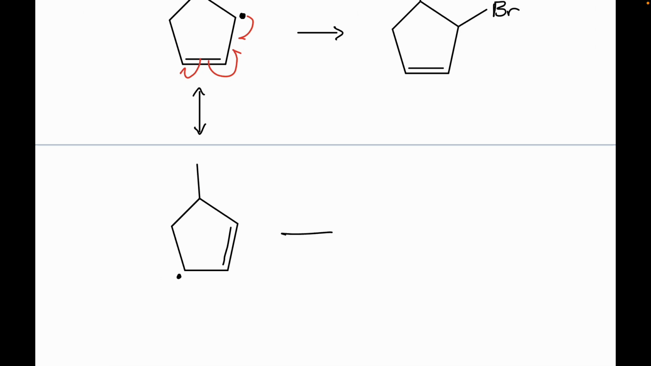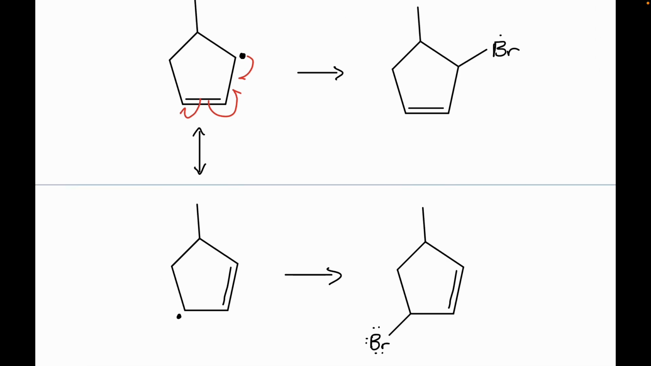So what's going to be the product from this resonance contributor? I'm going to have the bromine in position of where that radical was. So we didn't put in my lone pairs.